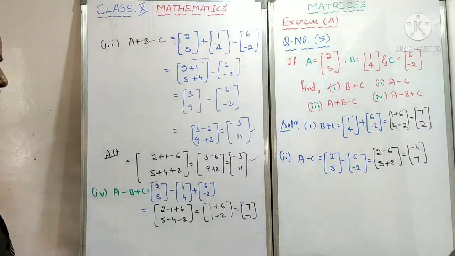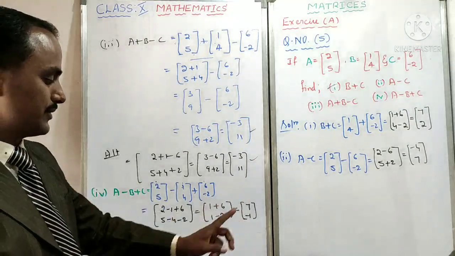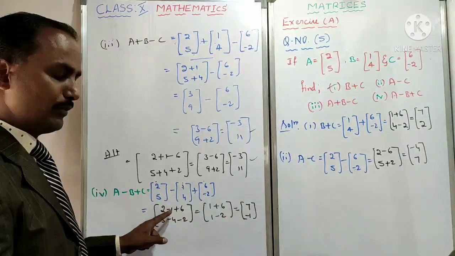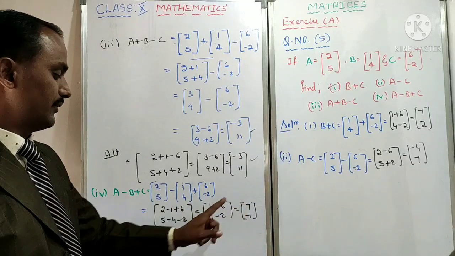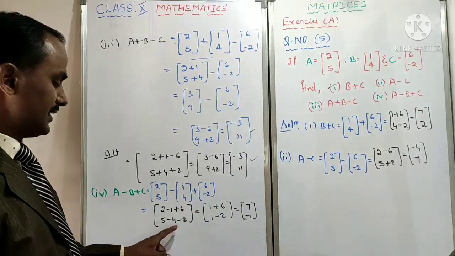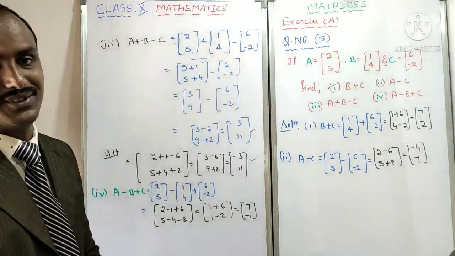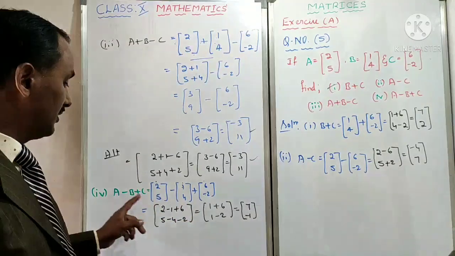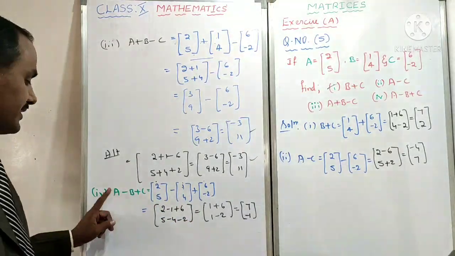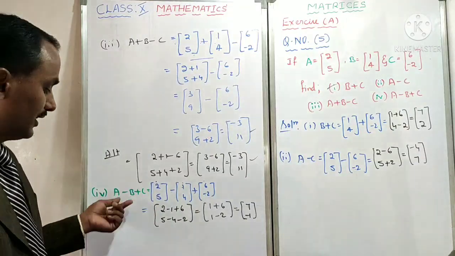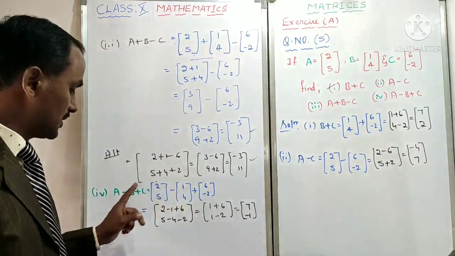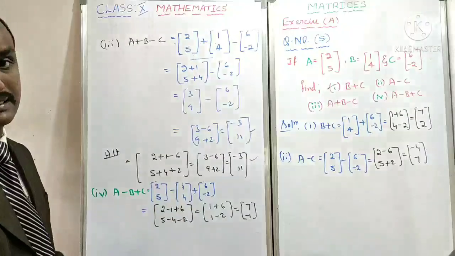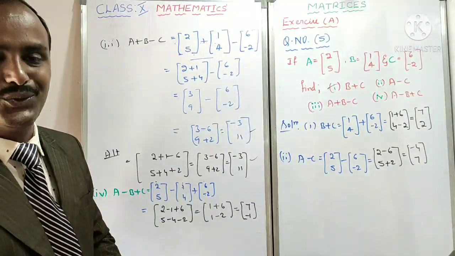Got it, dear children? Okay. 6 plus 1 became 7. Otherwise 6 minus 1 became 5, 5 plus 2 became 7. Minus 2 minus 4 minus 6, minus 6 plus 5 became minus 1. Understand? Vice versa, you do any method, but don't change the respective places of the matrices. Write the matrix only in its respective place, use the respective sign and simplify it. Easy, is it? I will go to the next one.